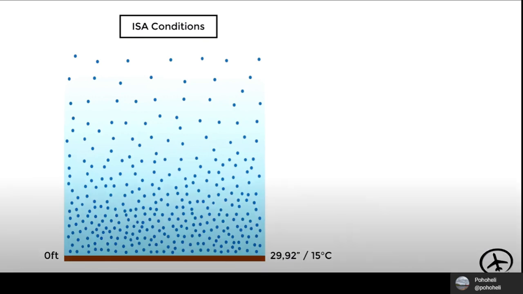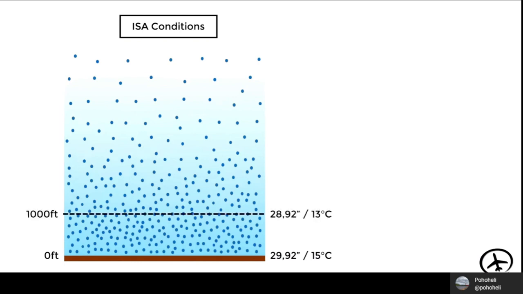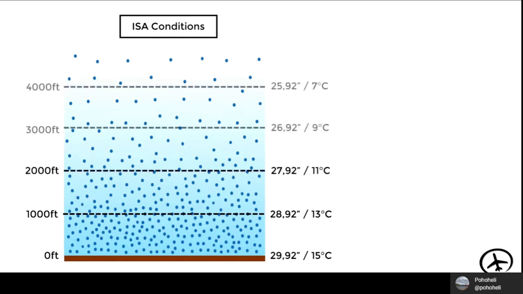degrees Celsius. And as we saw in the video about the ISA atmosphere, pressure decreases at a rate of 1 inch per 1,000 feet, while temperature decreases at a rate of 2 degrees Celsius per 1,000 feet. Therefore, at 1,000 feet we would have a pressure of 28.92 and a temperature of 13 degrees. At 2,000 we would have 27.92 and 11 degrees, and so on.